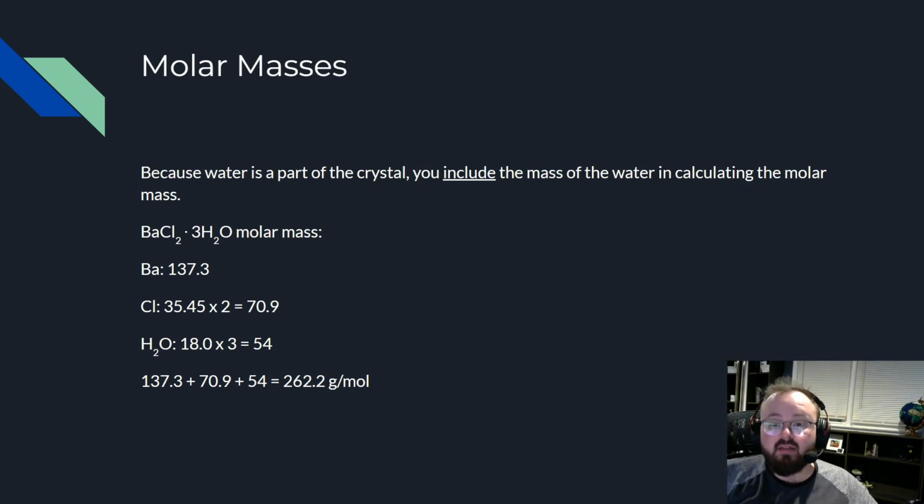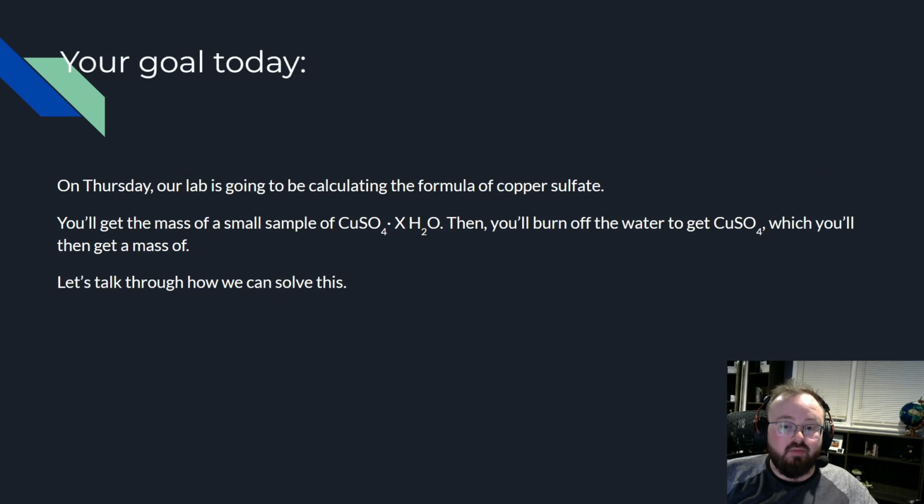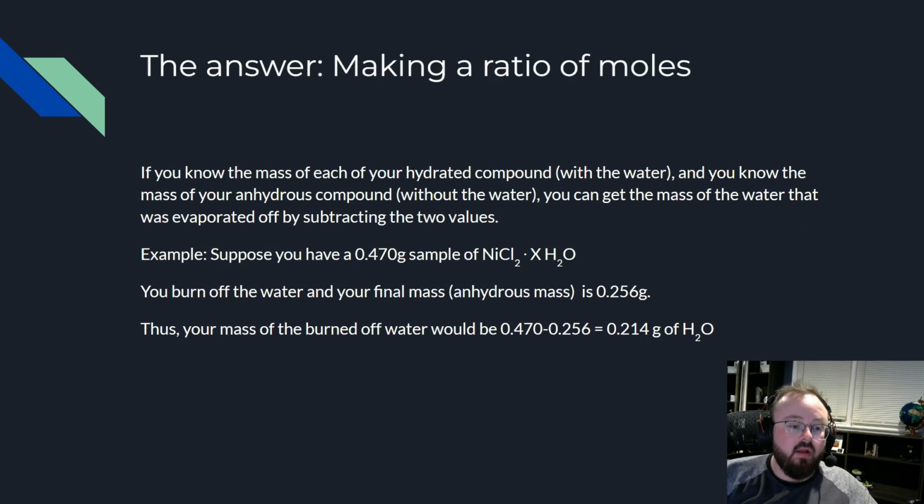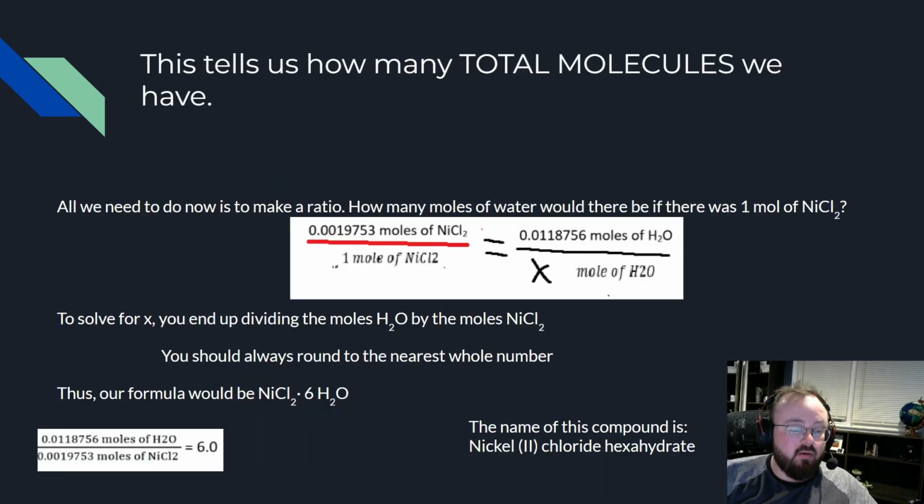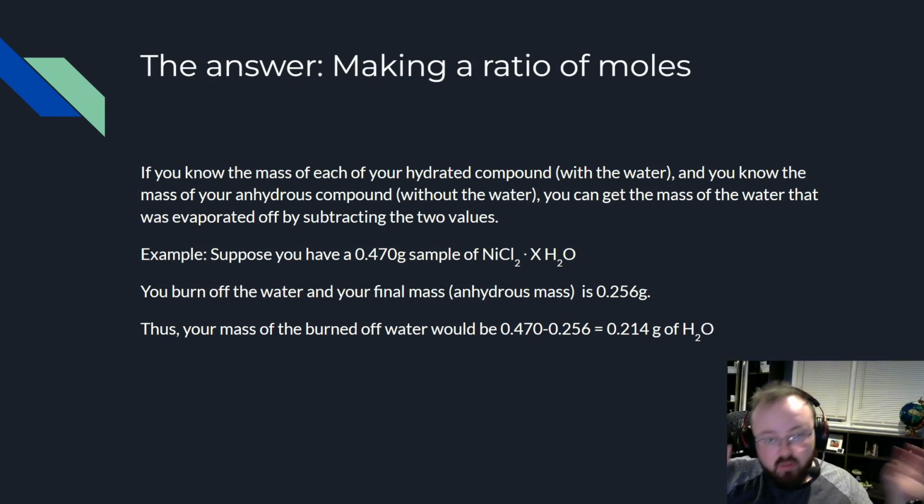How many waters you got? Right? This is what we're going to be doing. You're going to get a sample of copper sulfate. You have to calculate experimentally what that X value is. All right? So let's take an example here. I'm going to walk you through all this stuff in class. Let's get back to one of the examples in the packet.